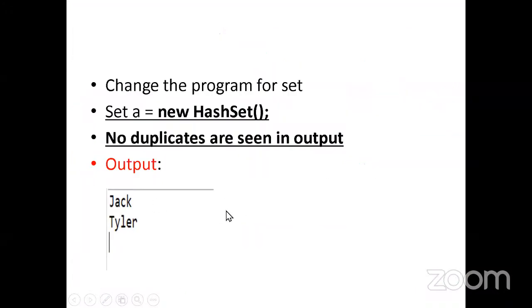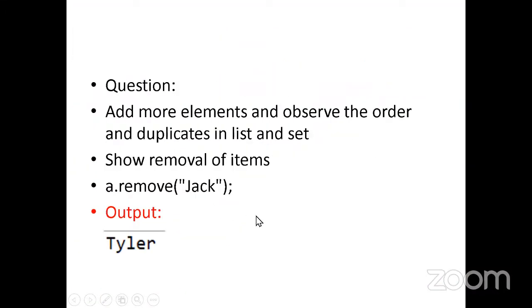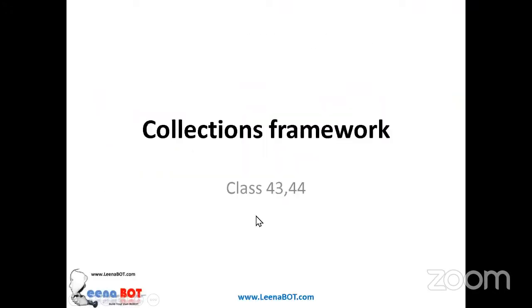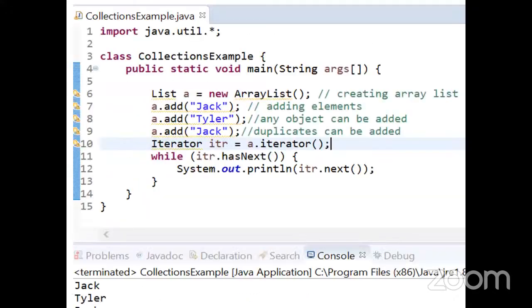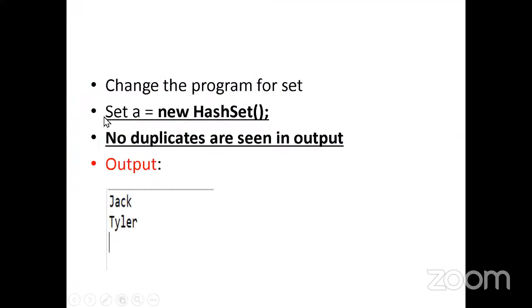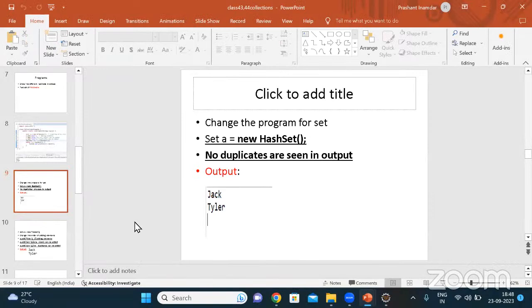But if I use a set here with the same code, then what will happen? No duplicates are seen. Jack and Tyler, only these two will be allowed. The third Jack will be taken out because it is not allowed. Set does not allow duplicates. It will not accept the values. Only 2 values will be accepted.